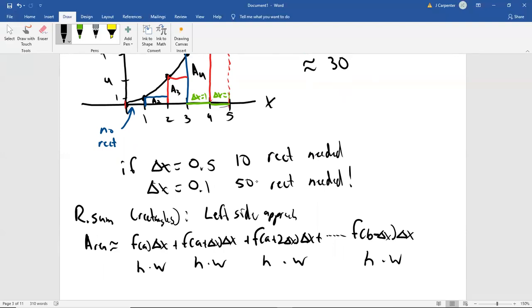There's some summation notation used for this. Again, I'm not really going to get into that. We're just going to leave it as is for now.